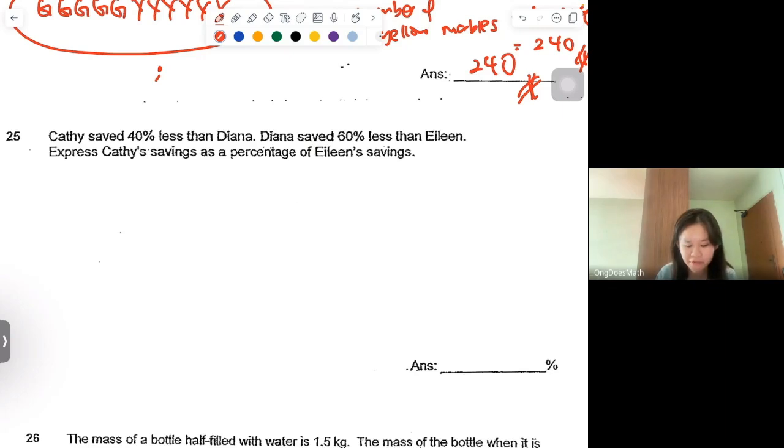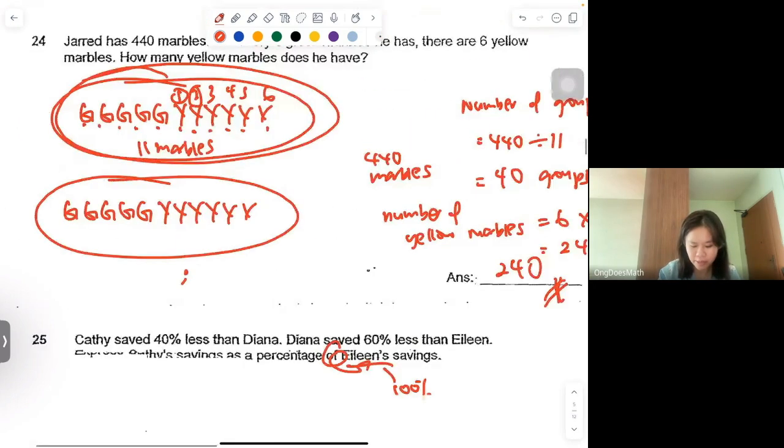Okay, so Cathy saved 40% less than Diana. Diana saved 60% less than Eileen. Express Cathy's savings as a percentage of Eileen's savings. Of sum 1, so Eileen will be 100%. So now we reverse engineer.